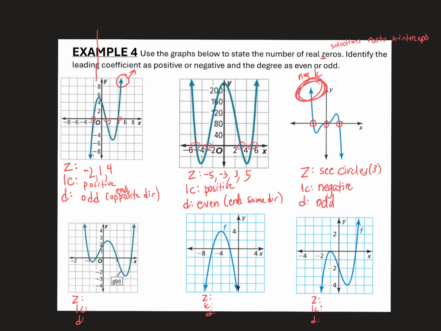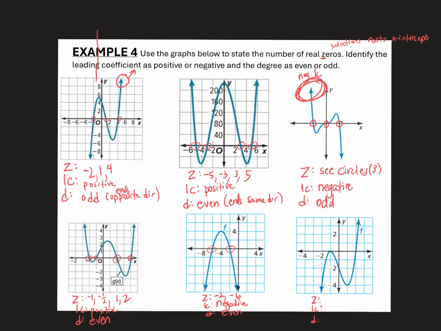For the next one, the zeros appear to be negative 1, negative 1/2, 1 and 2. The leading coefficient is positive because both ends point up. And the degree is even because both ends are pointing in the same direction. For the next one, it looks like we're going by 2s, so the zeros are negative 2 and negative 6. I can tell that the leading coefficient is negative because both ends point down, and the degree is even because the ends point in the same direction.